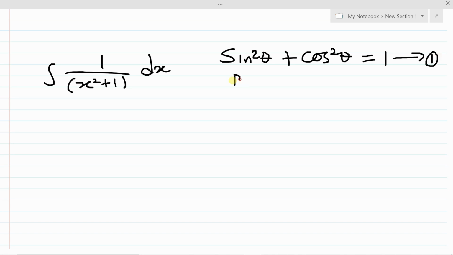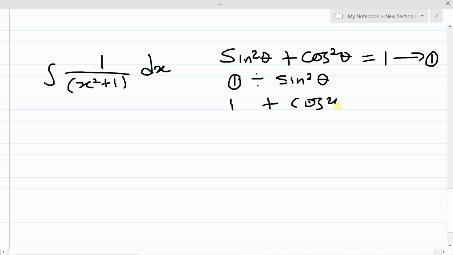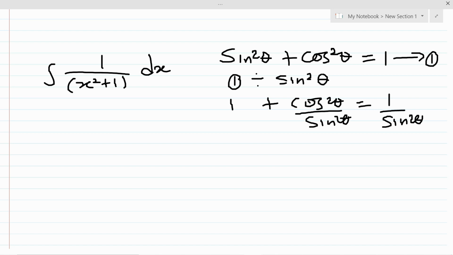Now with this, let me name this equation 1 and divide equation 1 by sine squared theta. Sine squared theta over sine squared theta will be 1, plus cos squared theta over sine squared theta, and that will give us 1 over sine squared theta. This is the same as 1 plus cos theta over sine theta, which is cot. Since they are both squared, it will be cos theta over sine theta all squared, so we get cot squared theta, and this is equal to cosec squared theta.